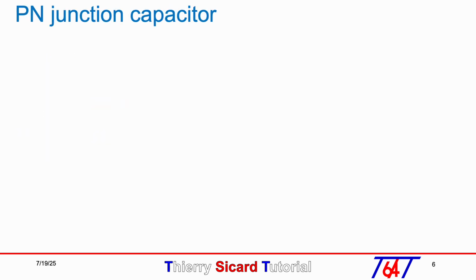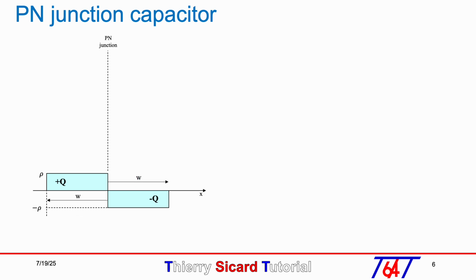Around a PN junction, we have the space charge represented here by the electric charges plus and minus Q. For simplicity, I assume that the P and N doping were equal, so the ρ charge density was also equal and the Q charges were distributed over the same distance W on either side of the junction. The electric field can be obtained from the equation divergence of the electric field equal rho over epsilon.